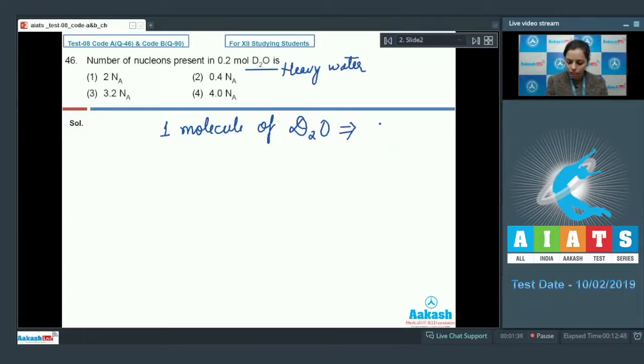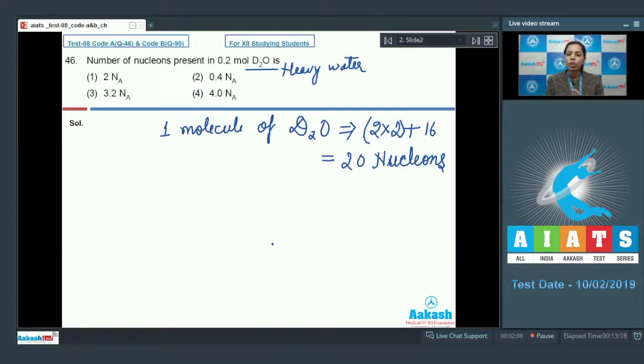So simply there would be 2 into 2 nucleons in case of D2. And if we talk about oxygen, the total number of nucleons is 16. Why 16? Because there are 8 protons and 8 neutrons. So it becomes 20 nucleons, which are present in one molecule of D2O.